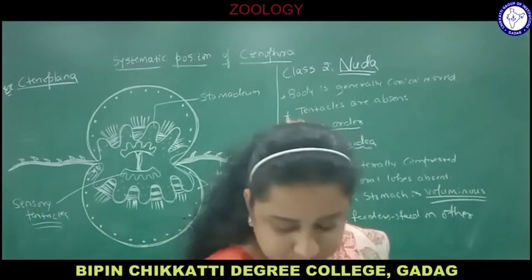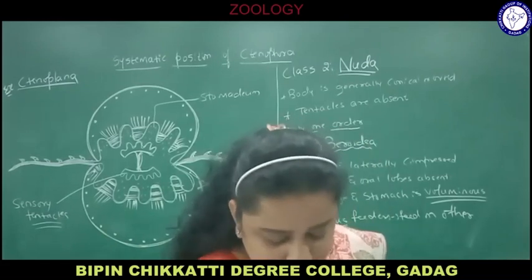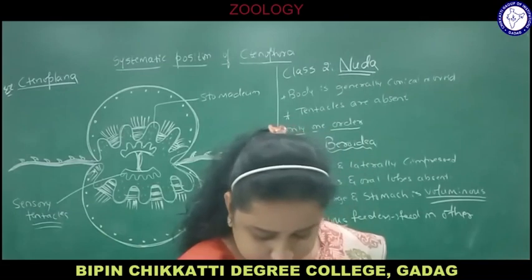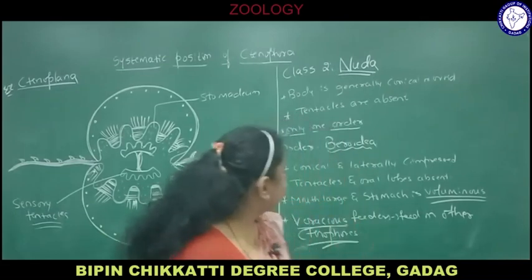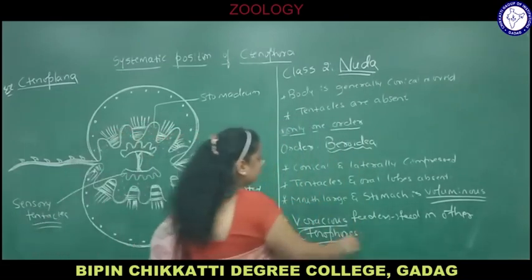Example, Beroe. As the name indicates, the name of the order is Beroida.